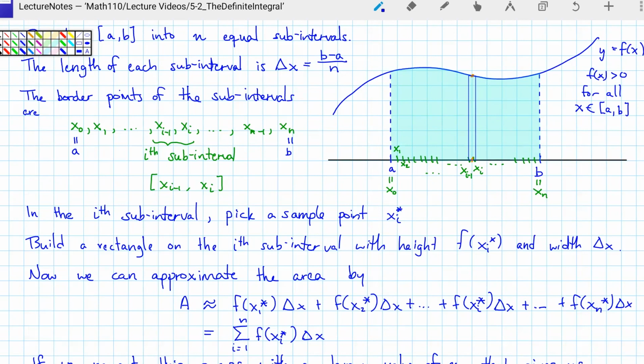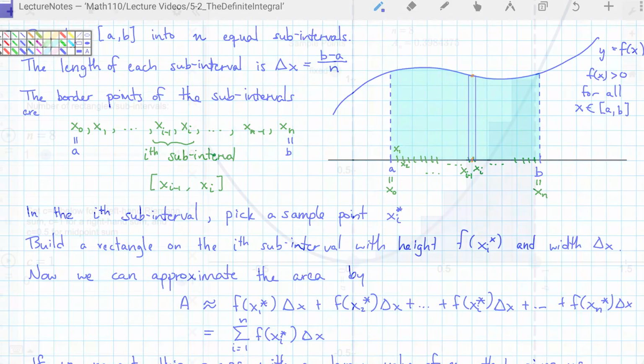And basically, if ever the function were negative for some portion of the interval, then we would just be multiplying our delta x by a negative value. And so all of the pieces that hung down below the x-axis would have a negative value on them. So I want to take a look now on Desmos just to see what this looks like.